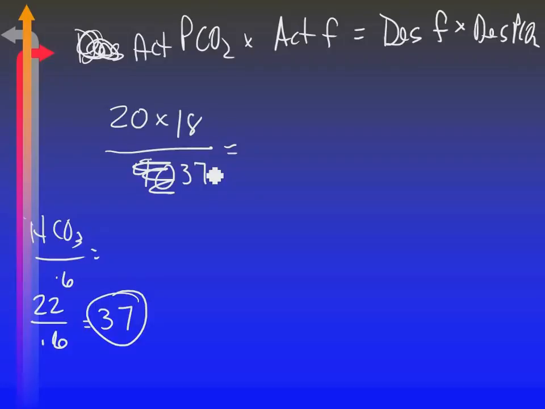So 20 times 18. If I knew how to type in things, it'd be wonderful. Really? That's 360 divided by 37.